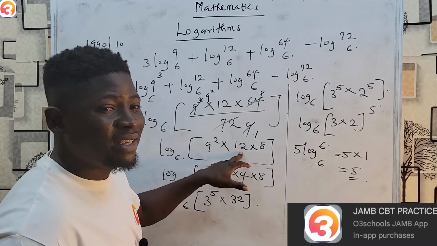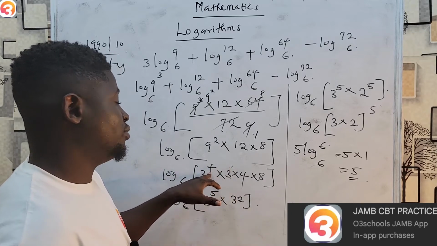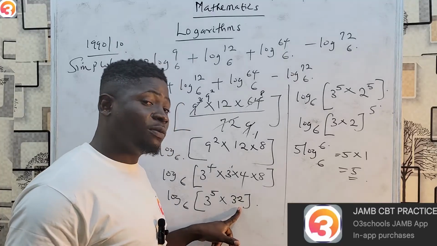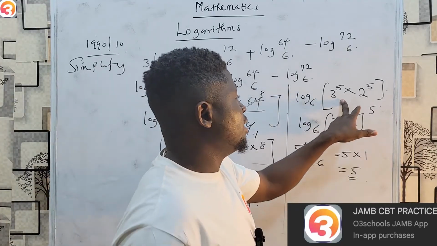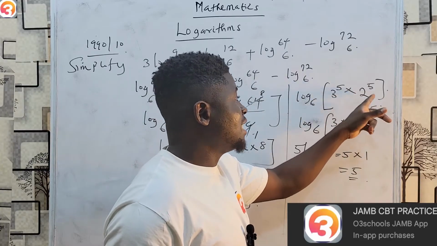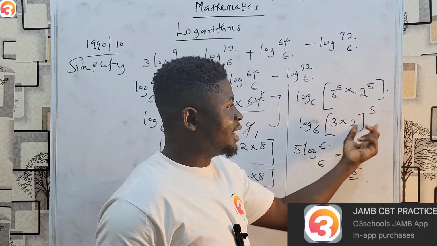Then this 12 is stated as 3 times 4, so that we added the 3 raised to power 1 to that 4 to give us 3 raised to power 5. 32 is the same thing as what? 2 raised to power 5. Then at this point, we now have 3 raised to power 5 times 2 raised to power 5. Of course, since they are all raised to power 5, the 5 is affecting both 3 and 2. We can bring the 5 out.